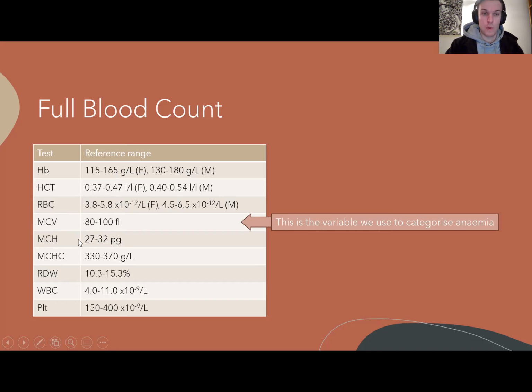So you just need to be wary in people that you're suspecting of iron deficiency anemia who also have symptoms of infection or inflammation. Your iron studies is not going to necessarily be the best test. It's not going to be the most informative, and you might need to base it on clinical suspicion rather than anything else.